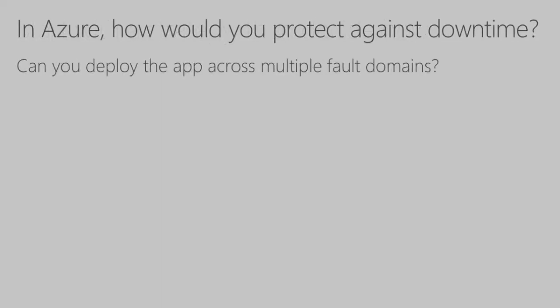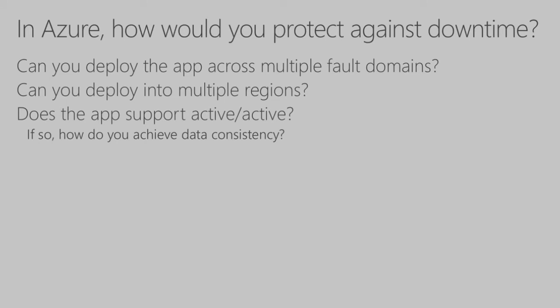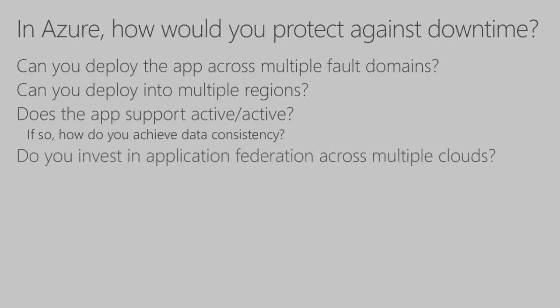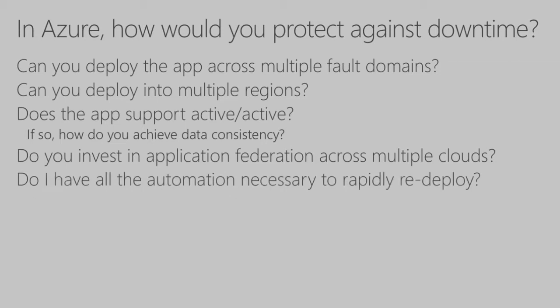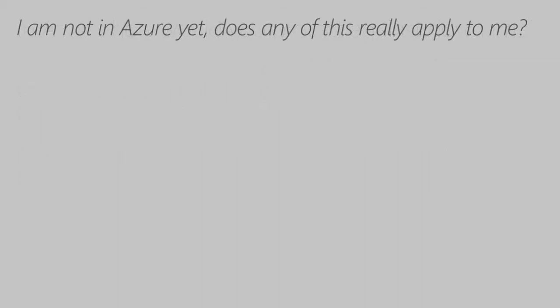How would you protect against downtime in Azure from the application perspective? Because you don't run the infrastructure, right? Do you have multiple fault domains? Do you think about fault domains in that sense? Do you deploy against multiple regions? Do you support active-active? If you do, how do you do data consistency? If you invest in federating applications across clouds, how do you enable that to happen? Do you have the automation necessary, the infrastructure as code, to go and deploy the applications rapidly when there's a disaster?